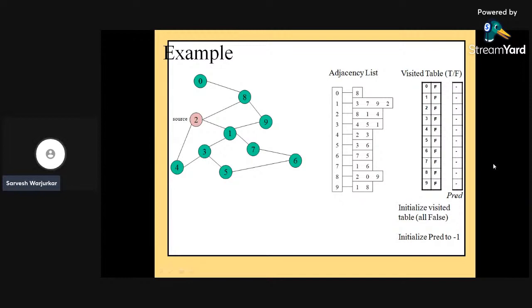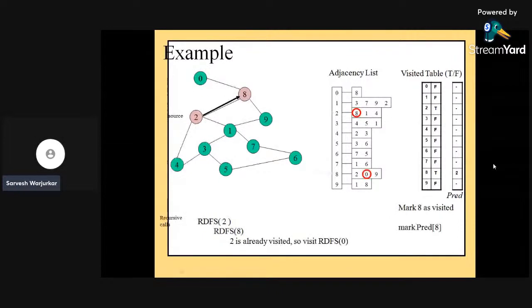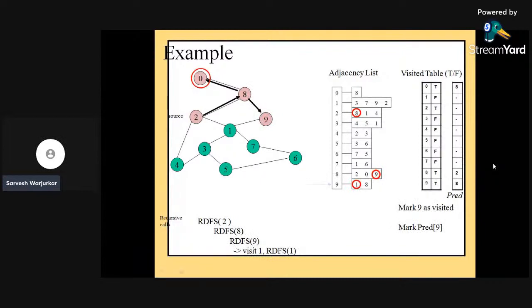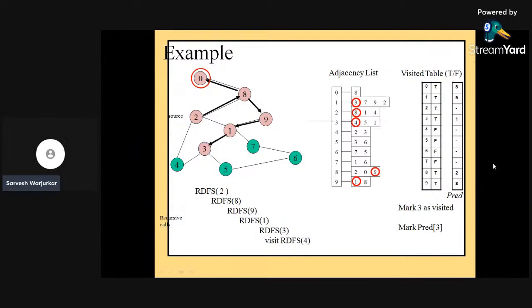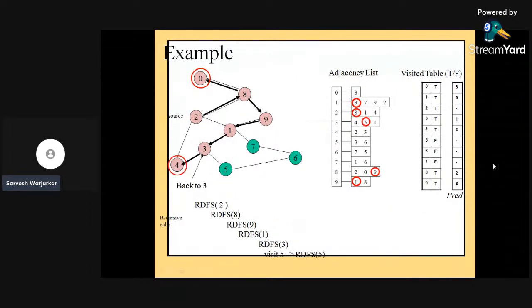So initialize the visited table first, and then visit the unvisited adjacent nodes in a depth first manner. We have started from source 2, then 8, then 9, then 1, then 3, then 4, back to 3.